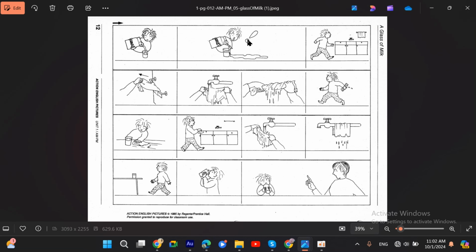This is an action picture for a glass of milk. Okay, so in this picture we're going to discuss a boy who wants to drink milk, and I'm going to explain everything in Dari.